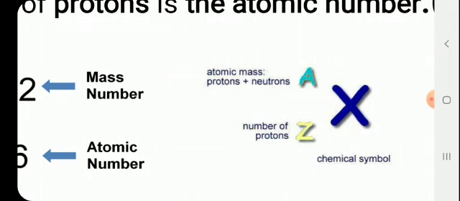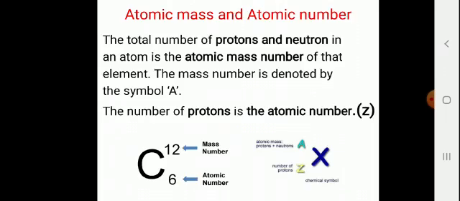Letter A denotes atomic mass, which is equal to protons plus neutrons, and letter Z indicates atomic number, which is equal to number of protons, and X denotes the element. Is it clear to you? Remember, this is most important concept, atomic mass and atomic number. Keep in your mind, atomic mass means number of protons and neutrons, and atomic number means number of protons. A denotes atomic mass number and Z denotes atomic number.